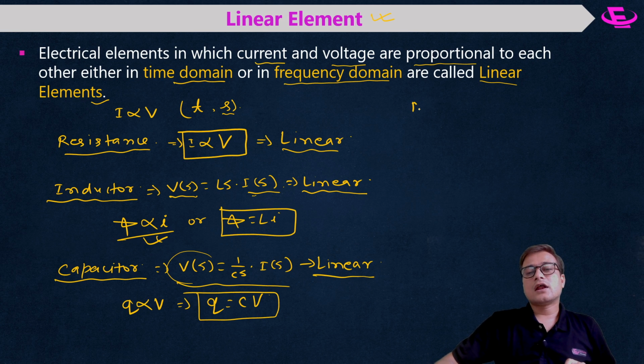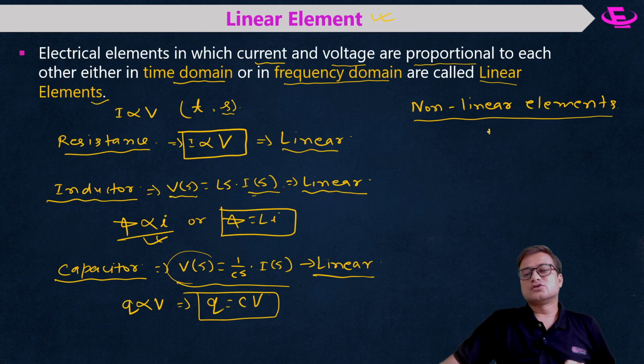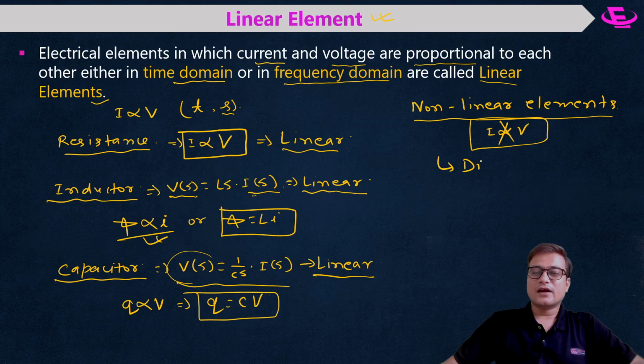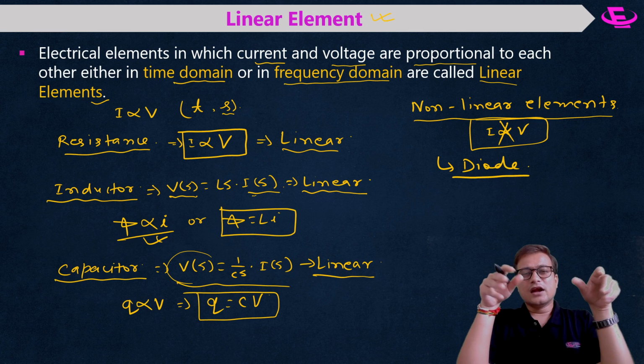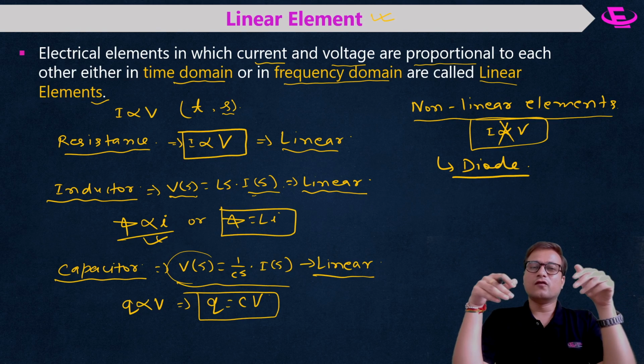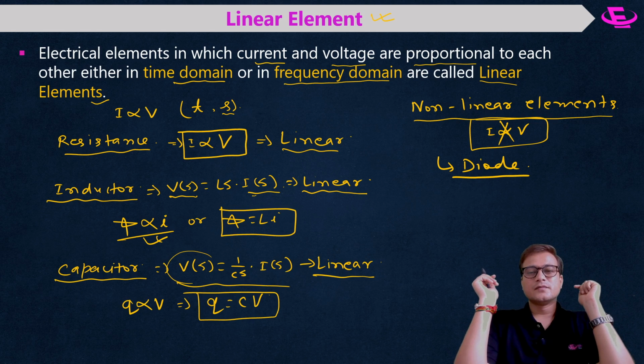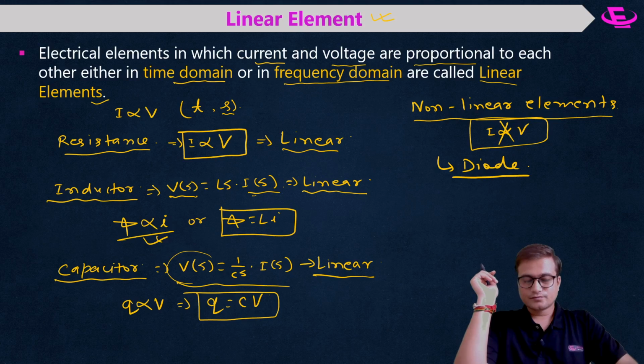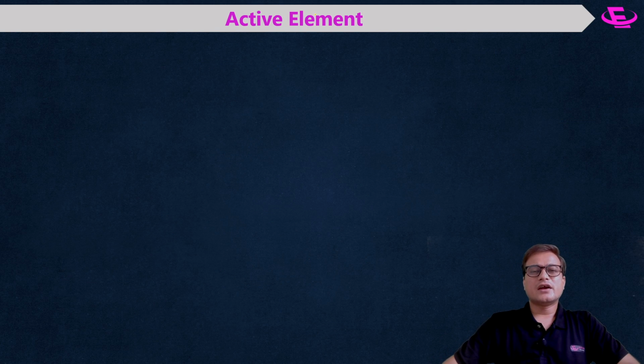So capacitor is also a linear device, a linear element. Now what is a non-linear element? In non-linear elements, current is not proportional to voltage. If you see the example, it will be the diode. Diode is a non-linear element because if voltage is negative, the current is zero, and if voltage is positive, then only there is current. So diode is non-linear.